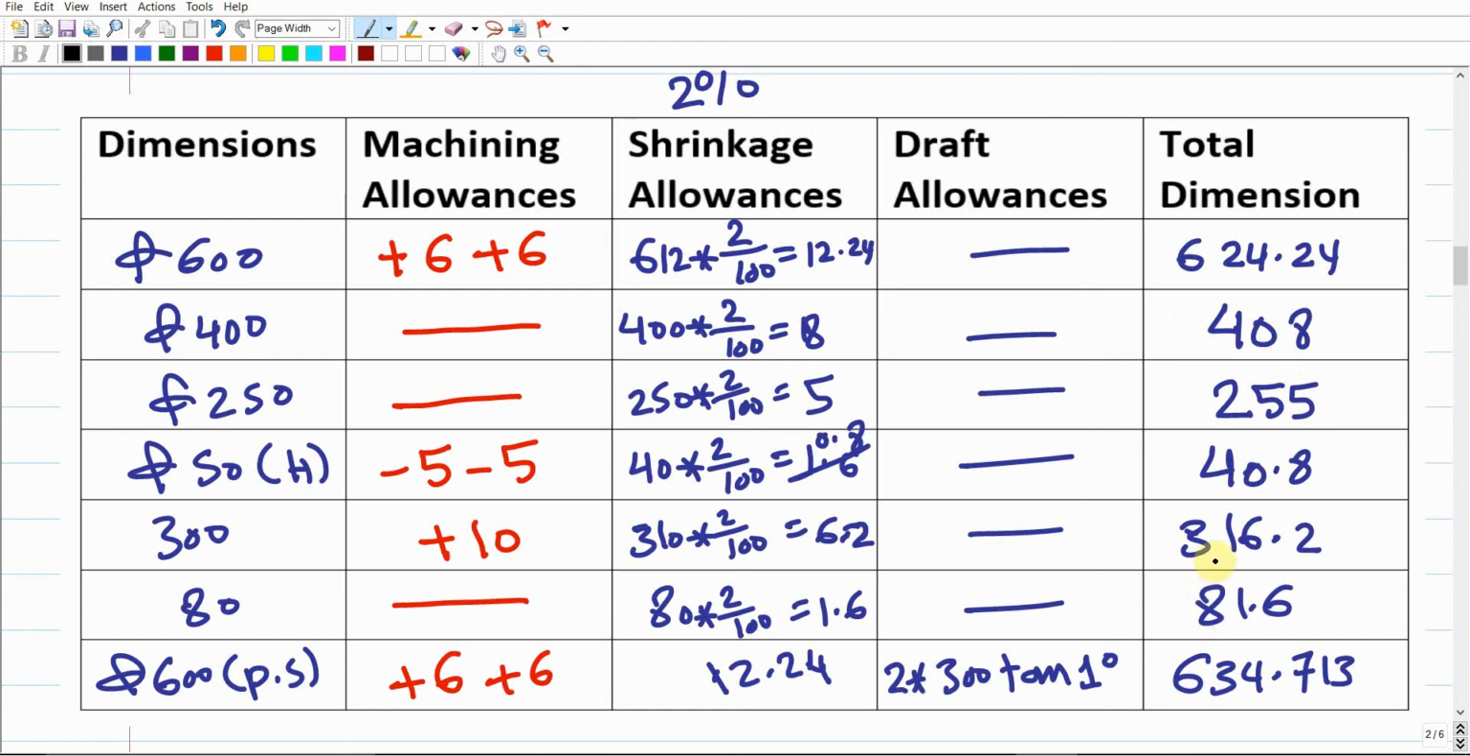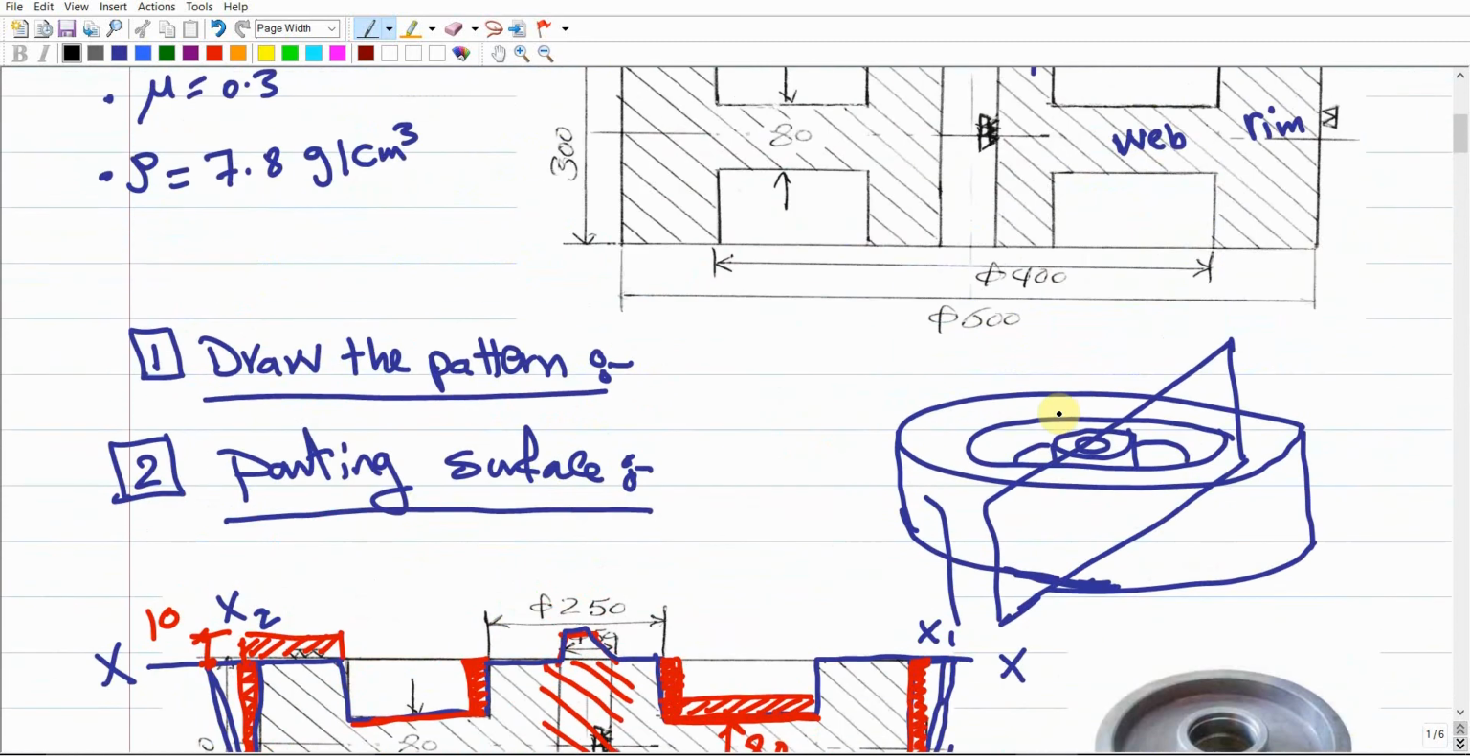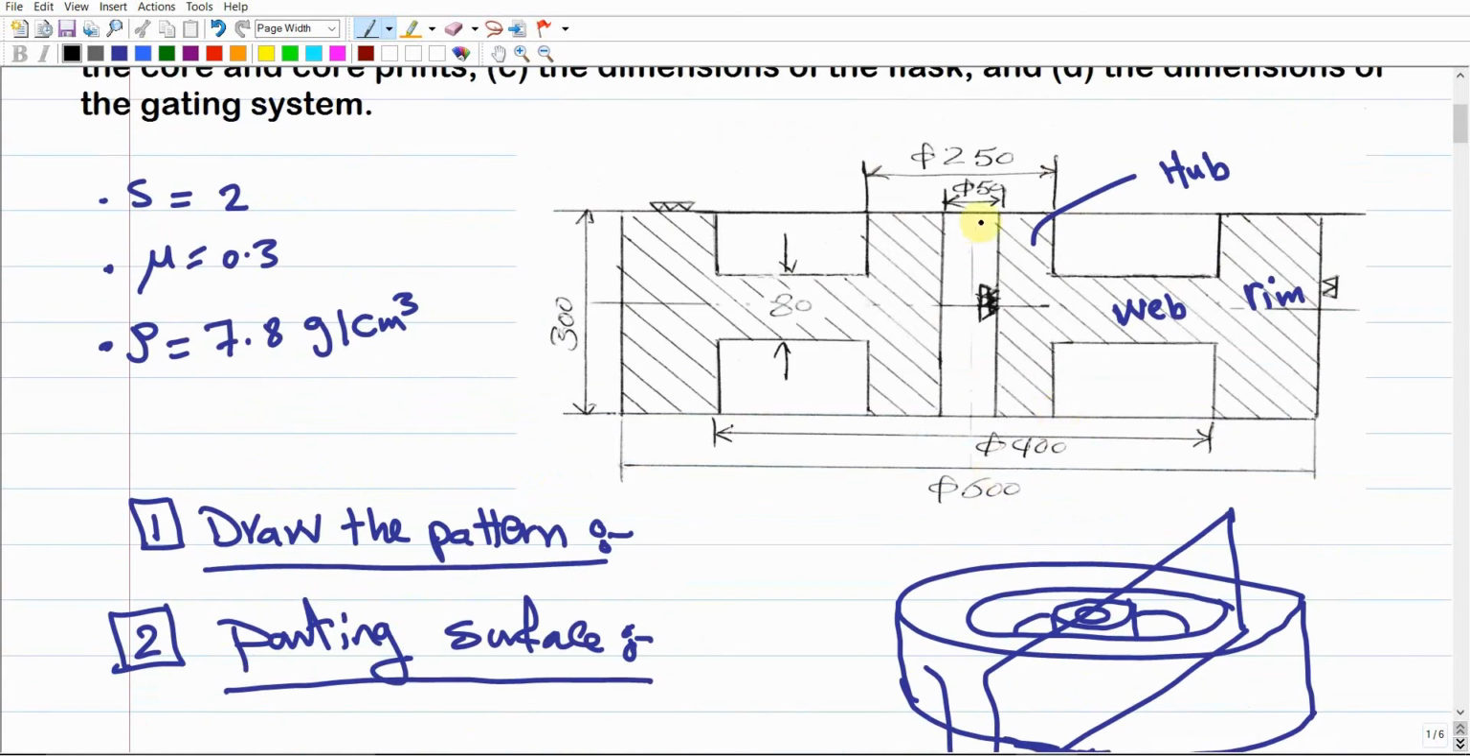Because from now on, we're going to use the dimensions of the pattern that we got from this table. So what does it mean? It means that, for example, if we jump up here to the final product itself, and I ask you what is the diameter and the length of the core that should be used here, you're going to tell me that it should have a diameter of 50 millimeter and a length of 300 millimeter. But you have to convert this 50 and 300 to its new value that we got from the table down there, right?